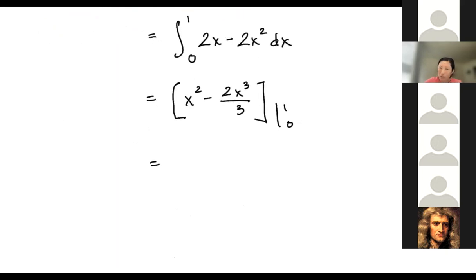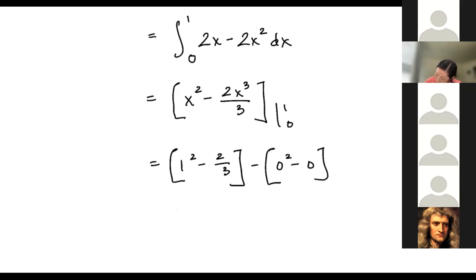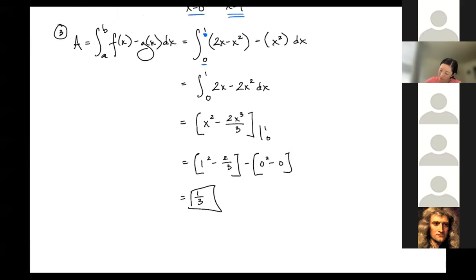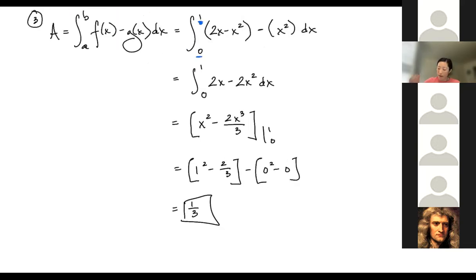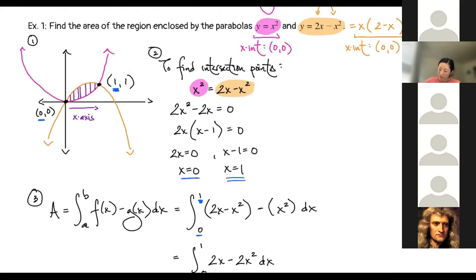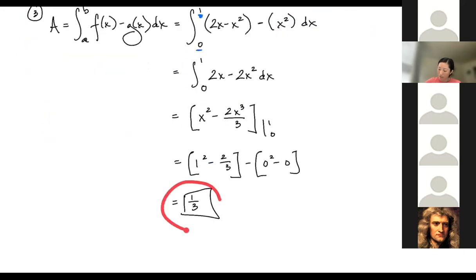All right, let's plug in our bounds. Do we plug in 1 first or do we plug in 0 first? We plug in that 1 first, good. So I'm gonna get 1 squared minus 2/3 minus 0 squared minus 0. And we'll get 1 minus 2/3, which gives us 1/3. Okay. And so the area of this part right here is exactly 1/3.